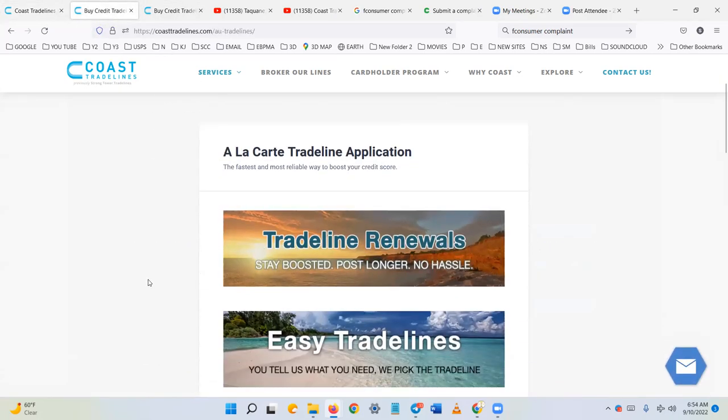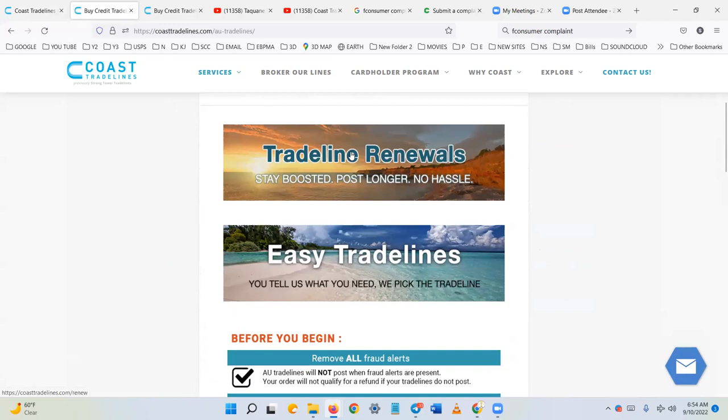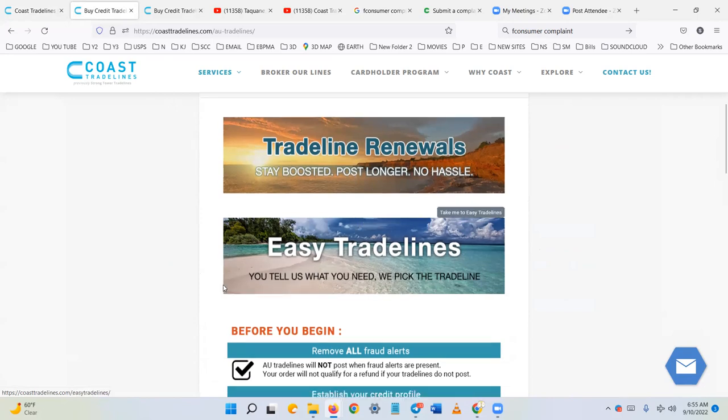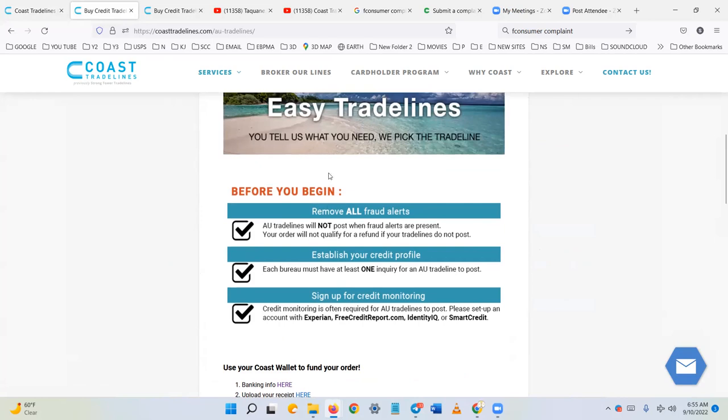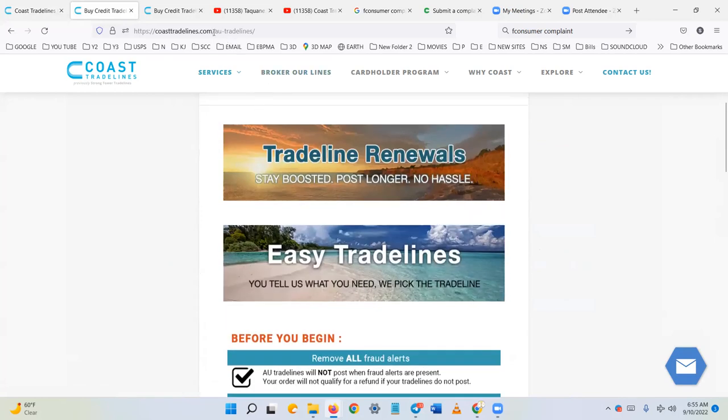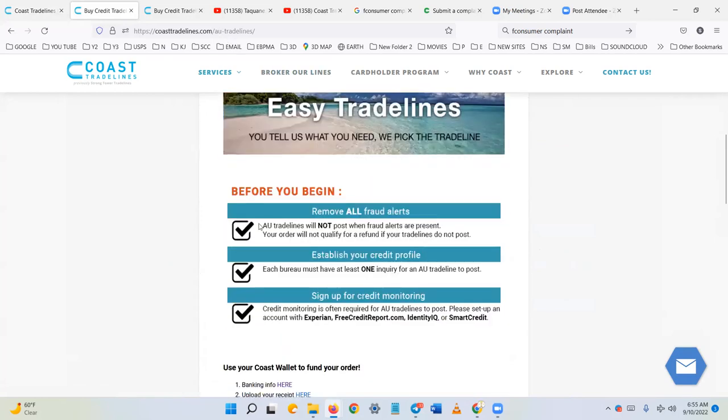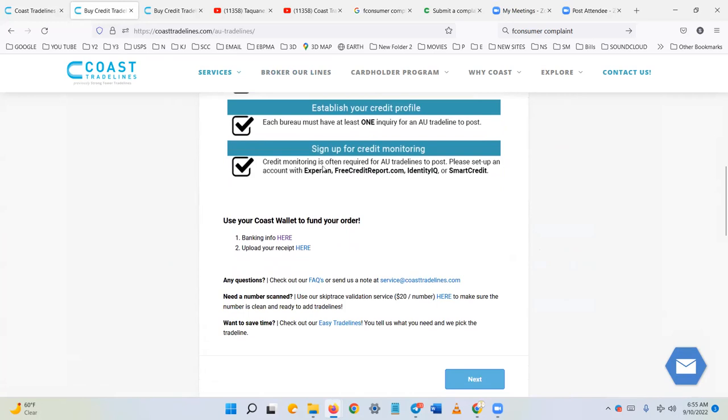A la carte trade lines. So there's two different kinds. If you look at the subscription, I should say the link down below, it says renew. And over here it says easy trade lines. Before you begin, I read through this. Remove all fraud alerts. When you're using AU trade lines, authorized user, AU trade lines will not post when fraud alerts are present.